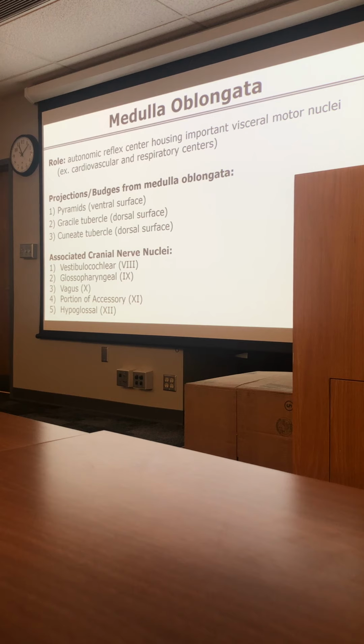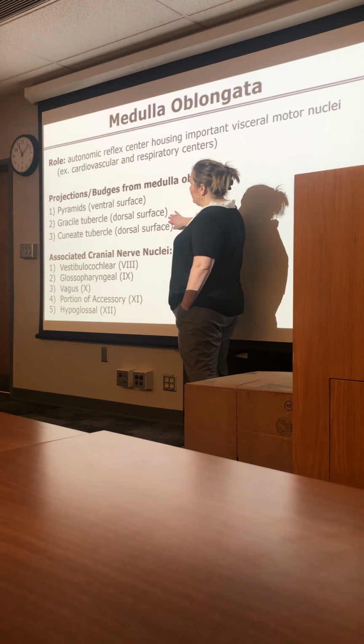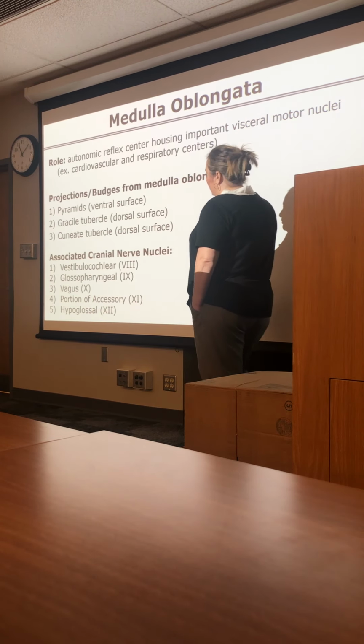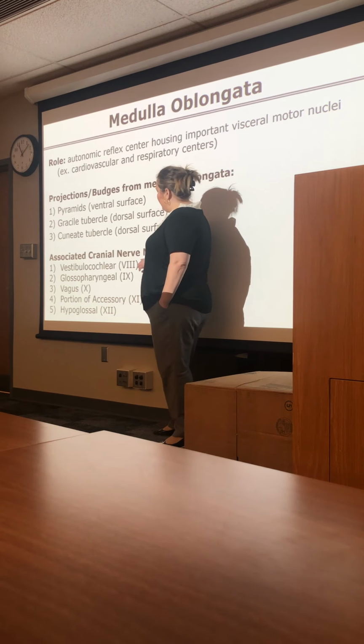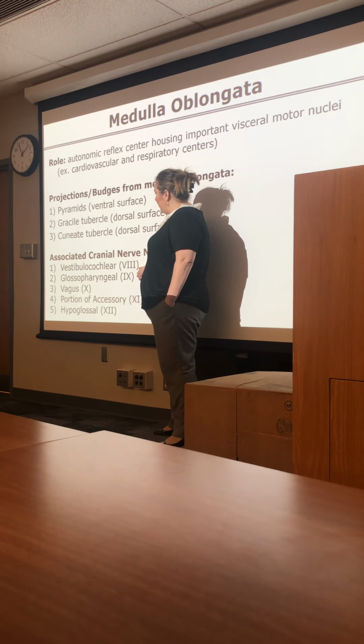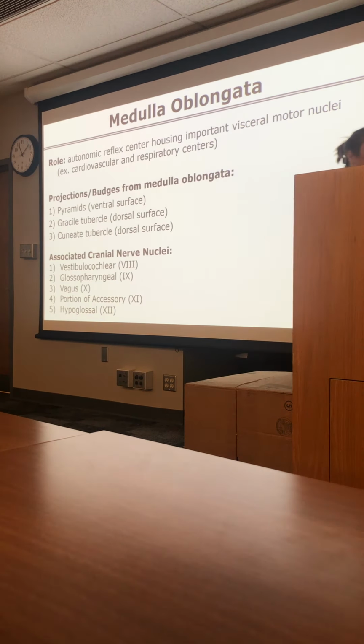You can see the projections off the medulla. You have the pyramids on the ventral surface, and then two tubercles on the dorsal surface that we'll take a look at. We also have nuclei still in this area. We have the rest of the vestibulocochlear nuclei. Then we have the glossopharyngeal, the vagus, and the portion of the accessory nuclei here as well.